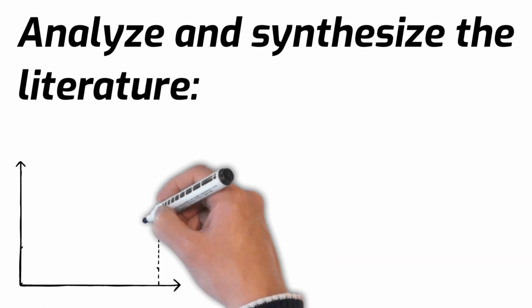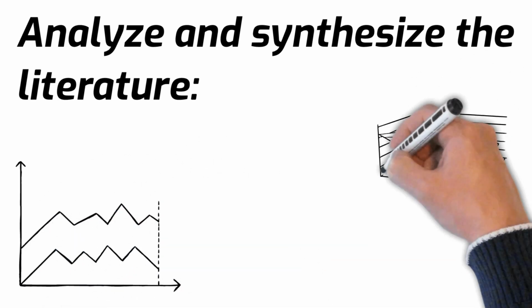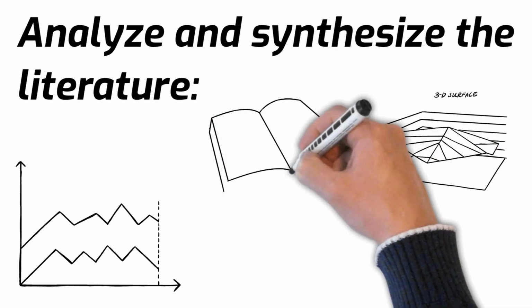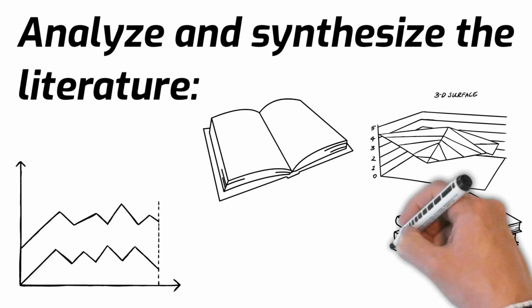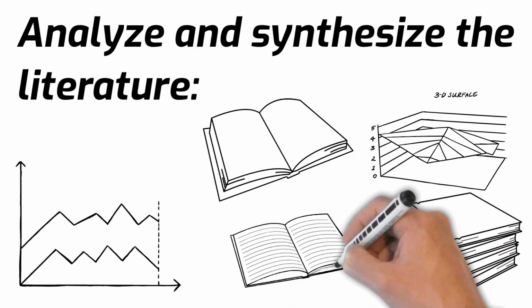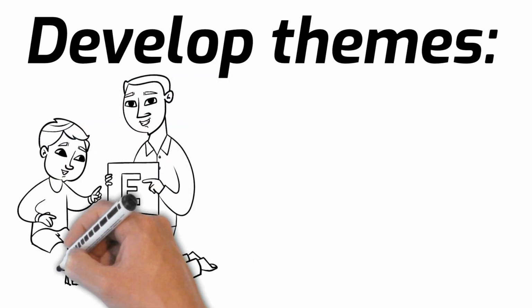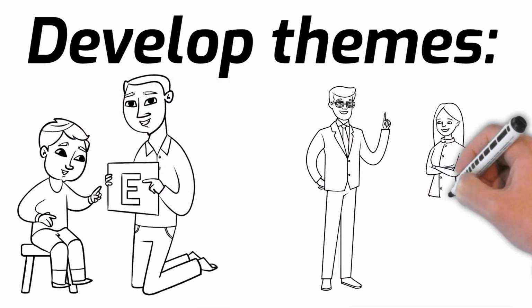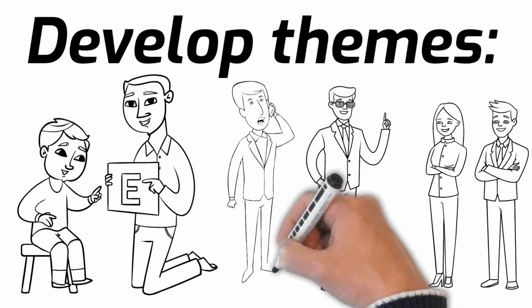Analyze and synthesize the literature. Compare and contrast the articles you have gathered and examine their impact on your research question. Focus on the relationship between the articles rather than summarizing each article individually. Develop themes. Categorize the various ideas and arguments found among your sources, identifying areas requiring more attention and emerging trends.